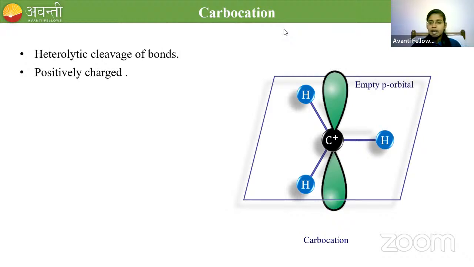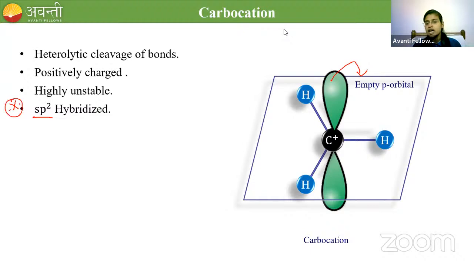It has one empty p orbital. This is the empty p orbital, which you can see. And this carbocation is an intermediate, right? So it is highly unstable, and the hybridization of carbocation is sp2. This is very important. Hybridization of the carbocation is sp2, and cation means it loses its electron. The one which is electron deficient is called a carbocation.